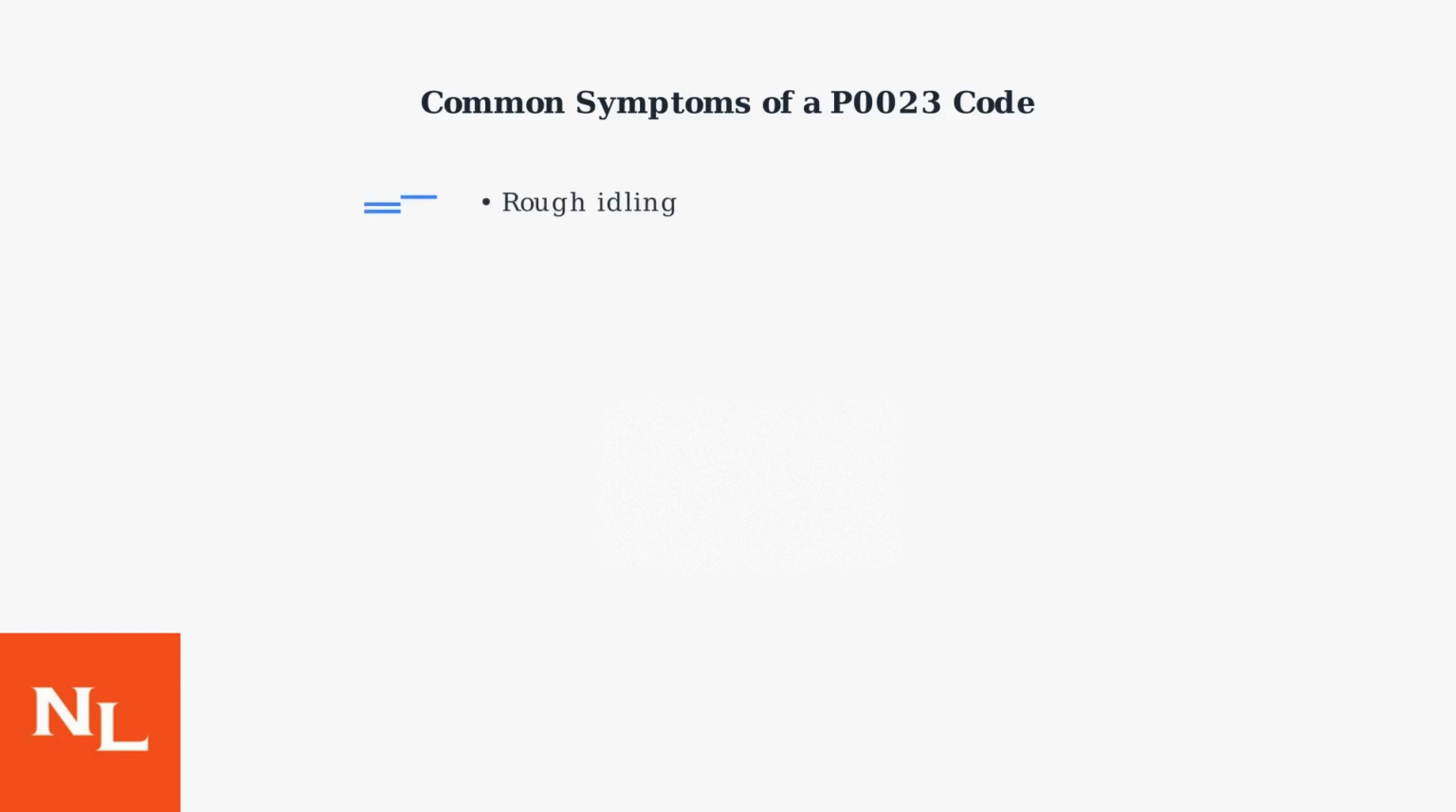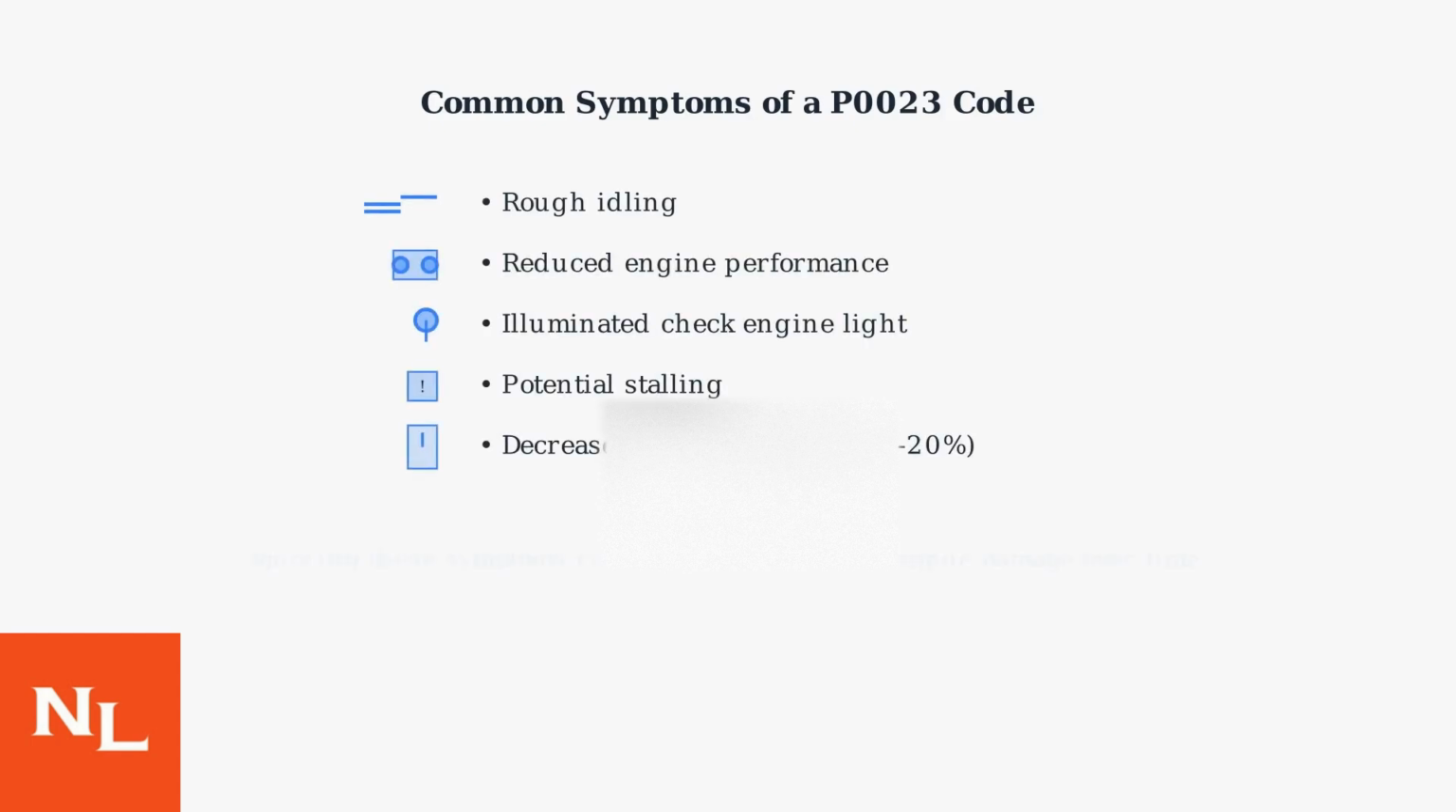Several symptoms may indicate a P0023 code. These include rough idling, reduced engine performance, an illuminated check engine light, and potential stalling. You might also notice a decrease in fuel efficiency, potentially 10 to 20%. Ignoring these symptoms can lead to more severe engine damage over time.